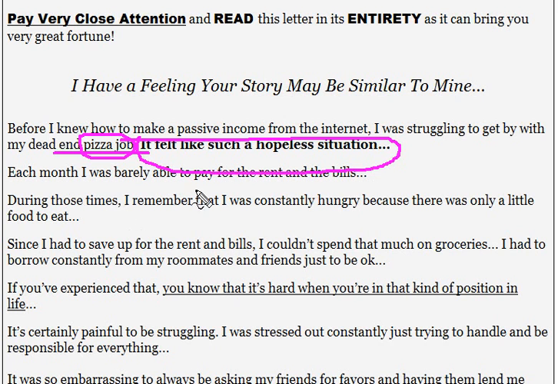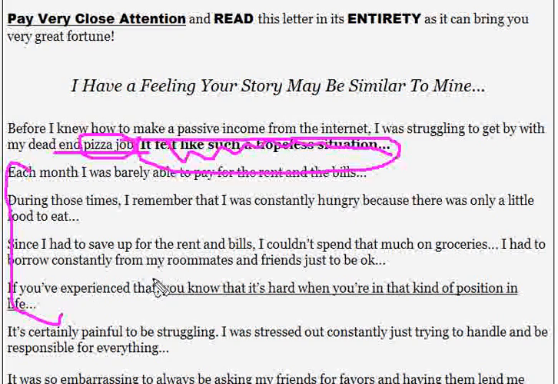Okay. Now, each month I was barely able to pay the rent and the bills. During these times, I remember I was constantly hungry. I had only a little food. Okay, here you're showing. So rather than saying it, you show it. People will know that this is a hopeless situation.